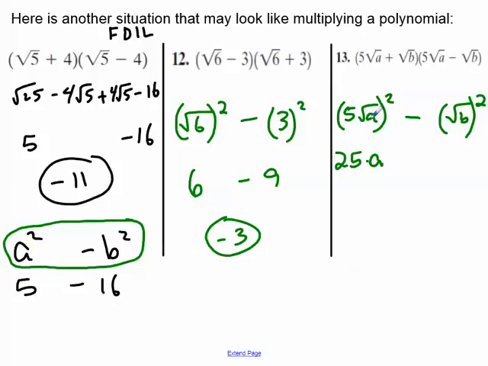Square root of A squared gives me just A. Square root of B squared gives me B. Or square root of B times square root of B is square root of B squared. Square root of B squared means I got a B. Either way. And there's our answer, 25A minus B. Can we combine these? Not like terms, so there's our answer, 25A minus B. Done.